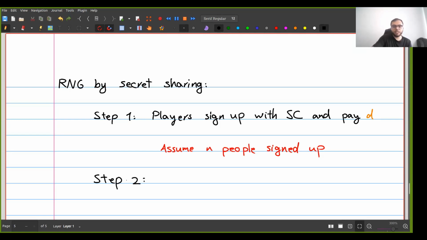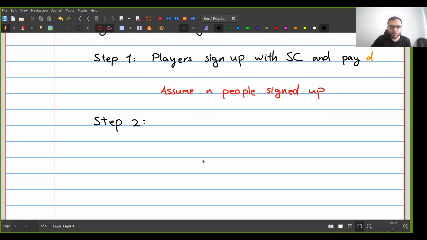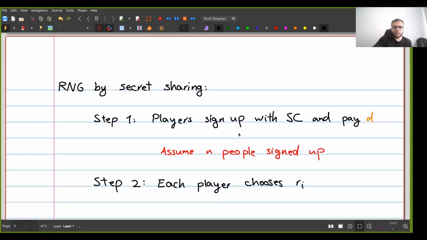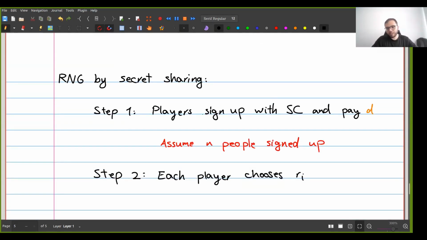every one of the players is going to choose some number Ri. So each player chooses Ri. And let's say that again, all of our calculations are modulo P. So maybe I have some big prime number P that everyone knows about. It's hard-coded in my contract. So I'm just assuming that everyone knows a large prime number P. Okay.